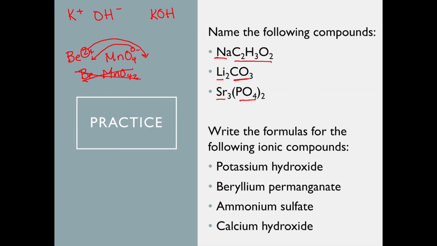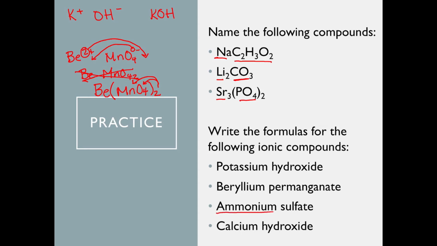So don't do that. Instead, we're going to put our permanganate in parentheses. So we're going to do Be, put the entire polyatomic in parentheses, and then the 2 is going to go on the outside. In that way, we have 2 manganese, and then we'll have a total of 8 oxygen, if you think about that distributing.